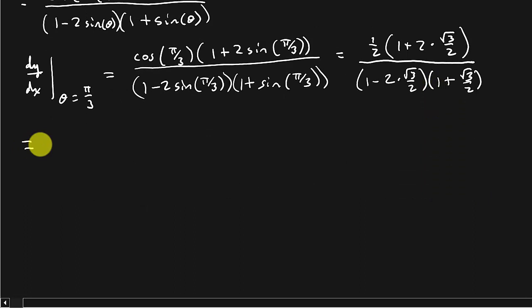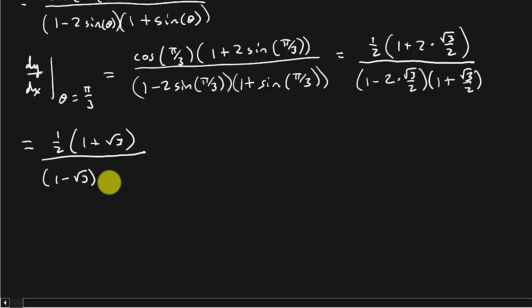Yeah, I'm sure you could probably punch this into your calculator, but that's no fun, is it? So we've got 1/2 times 1 plus square root of 3. See, the 2's cancel. Over 1 minus square root of 3, the 2's cancel, and then times 1 plus square root of 3 over 2. All right. So what is that going to be?